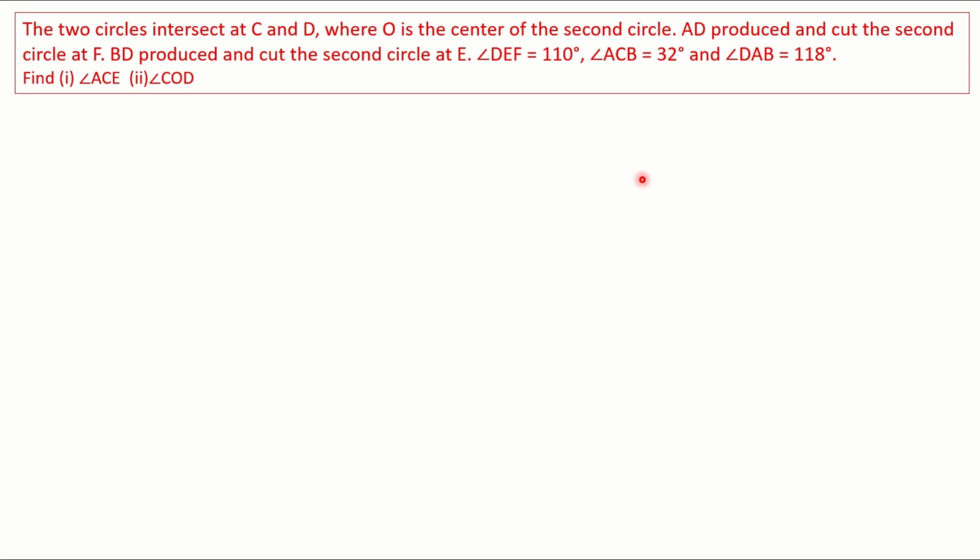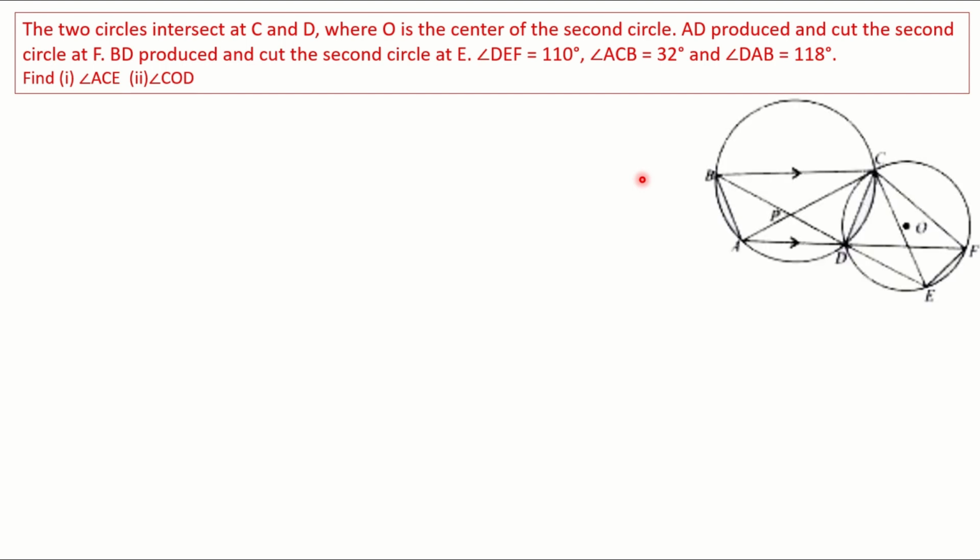Now, two circles intersect at C and D, where O is the center of the second circle. AD is produced to cut the second circle at F, BD is produced to cut the second circle at E, and angles are given. Find the angles ACE and COD. This is the diagram given in the problem. Two circles, and then you have BC and AF as parallel, and both circles are meeting at points C and D. O is the center of the second circle, and some angles are given.